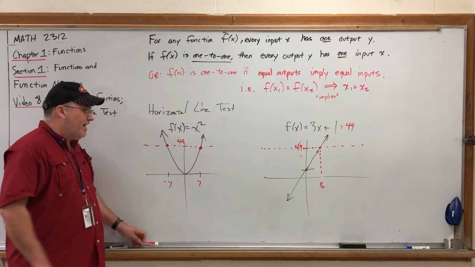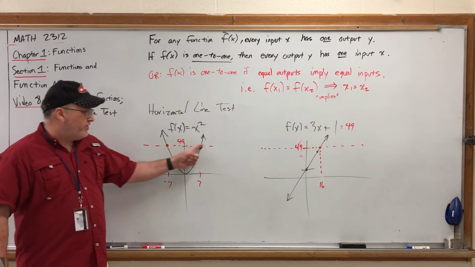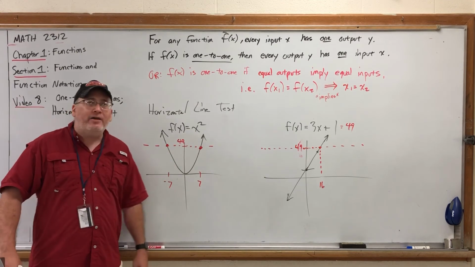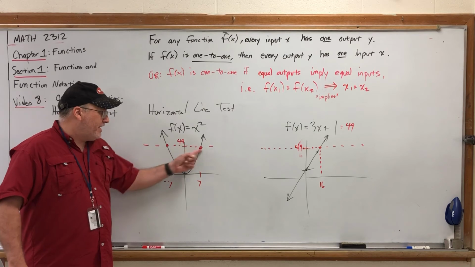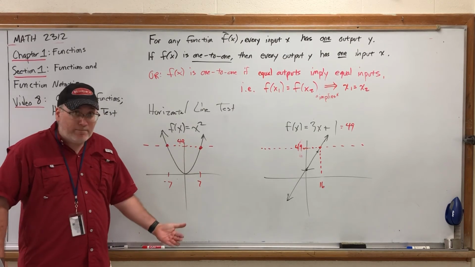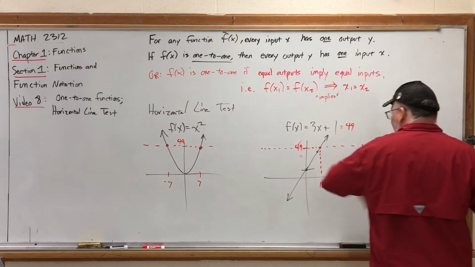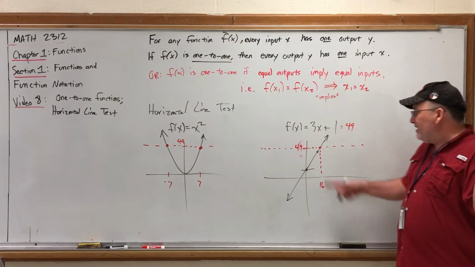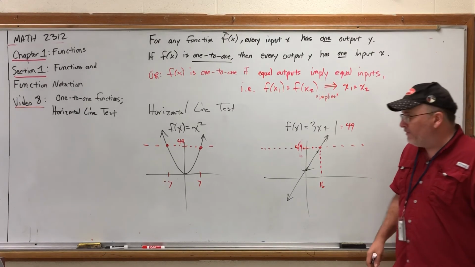If a horizontal line hits the graph twice, what you've located are 2 points with different x's but the same y. Or in terms of outputs and inputs, you found an output that has 2 or more inputs that can create it. Whereas if a horizontal line only hits a graph once, that means for every output there is only one input, which makes it a one-to-one function.